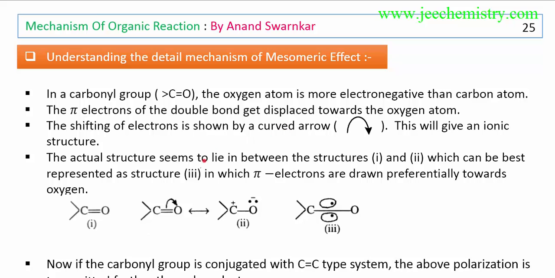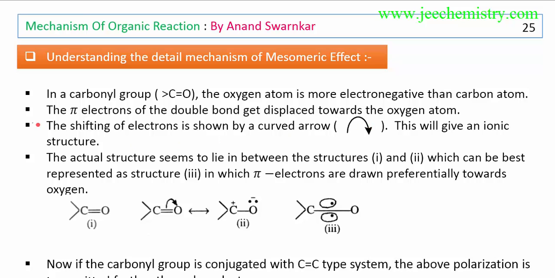Understanding the detailed mechanism of the mesomeric effect. In a carbonyl group, oxygen has more electronegativity than carbon, so it will attract the electrons of the pi bond and acquire a negative charge, and carbon a plus charge. In this way polarity is produced in the molecule. So structures 1 and 2 are given, but structure 3 is more preferable, and the movement of the electrons will be shown like this arrow.